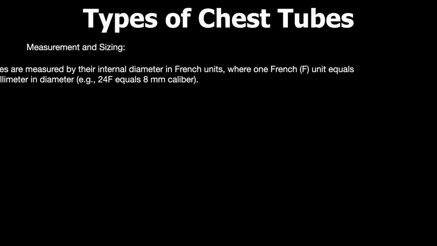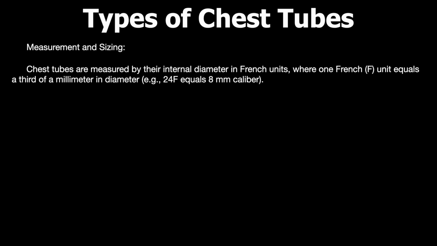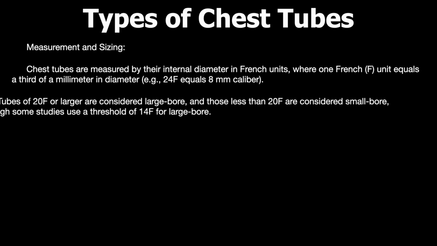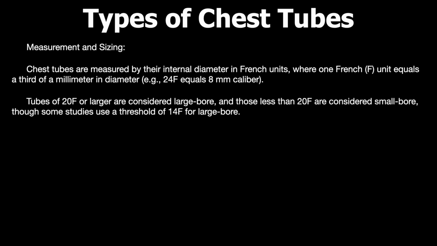The measurement and sizing. Chest tubes are measured by the external diameter in French units, where 1 French equals 1/3 of a millimeter in diameter. For example, 24 French equals 8 millimeter caliber of the tube. Now, tubes of 20 French or larger are considered large, and less than 20 are considered small, though some studies use a threshold of 14 French for large bore.